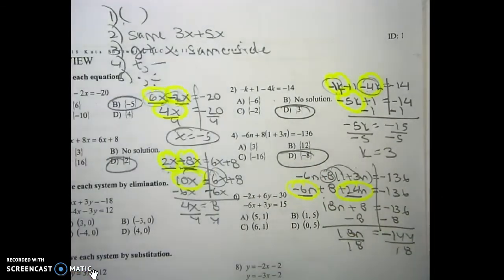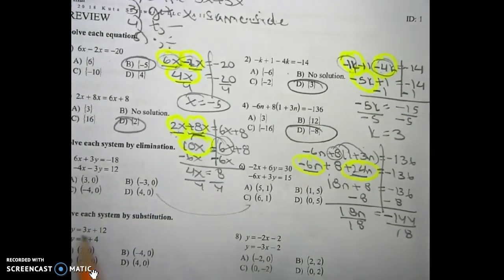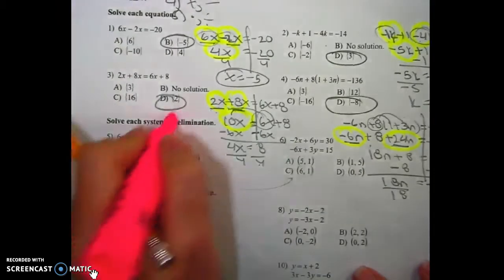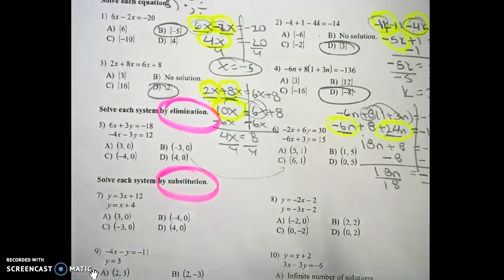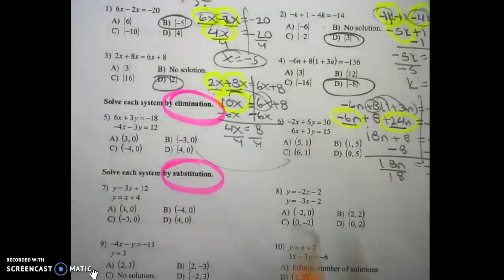Okay? Number 5, and honestly 5, 6, 7, and 8, you don't have to solve any of these by substitution. This one says solve by elimination. When it says solve by substitution, you could do that if you remember. That's when you would add.